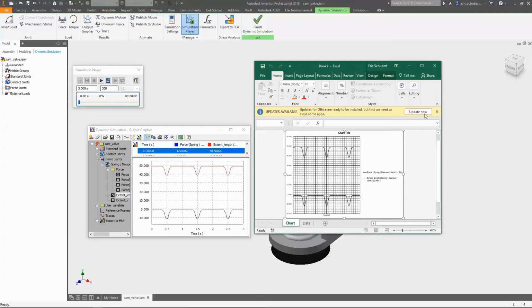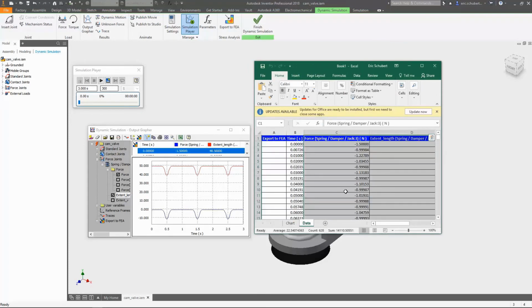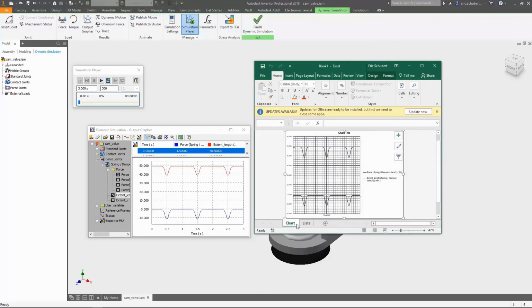Dynamic simulation is all about analyzing moving assemblies and getting the best information to make choices throughout the initial design phase.